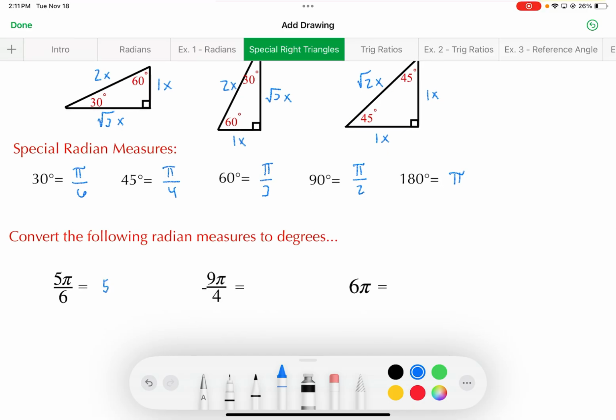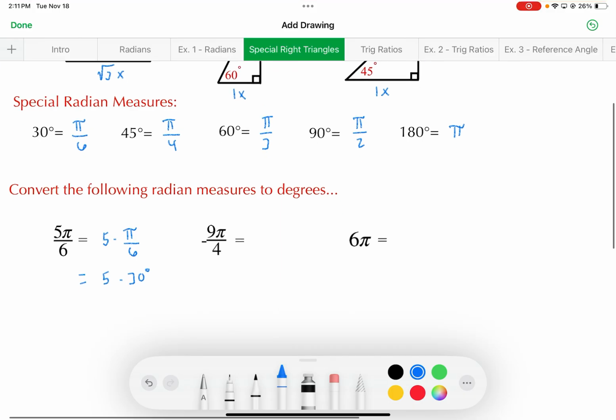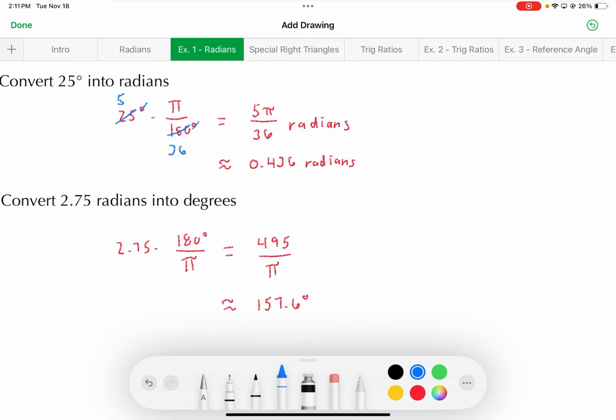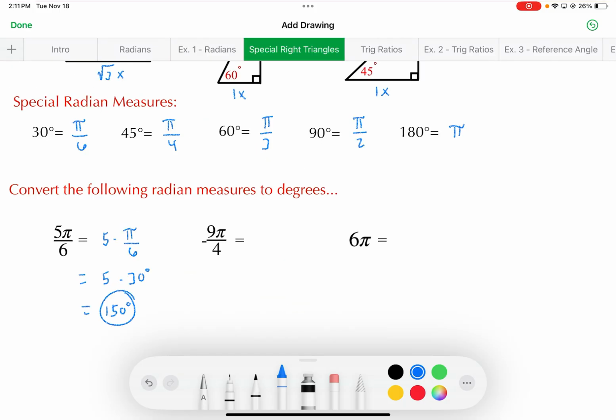5 pi over 6, think of it as 5 times pi over 6, or 5 times 30 degrees, which is 150 degrees. Isn't that easier, I guess quicker, than going back and taking the approach we did on the previous example? Okay. Negative 9 pi over 4 is negative 9 times pi over 4, or negative 9 times 45. What would that be? Negative 405, yeah.